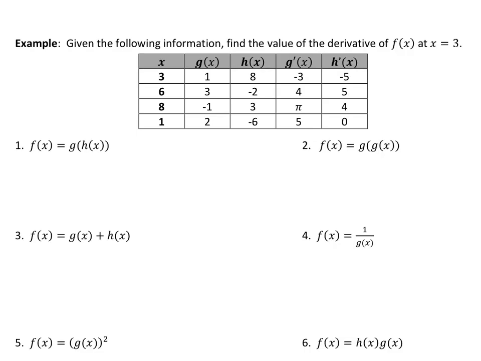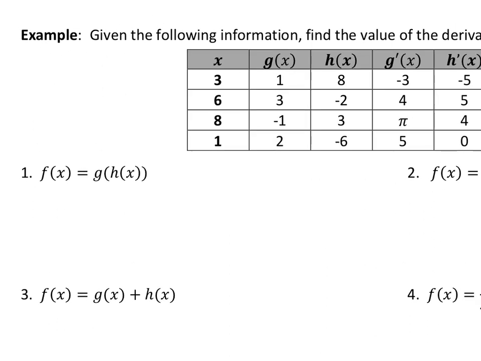Okay, that seems fair. I wasn't going to do the first one with you, but I will do at least the first one with you. It says, given the following information, find the value of the derivative of f of x at x equal to 3. We are going to take the derivative of every single one of these using a table. There are all sorts of rules all mixed up together. You have to decide what rule to use and use it.